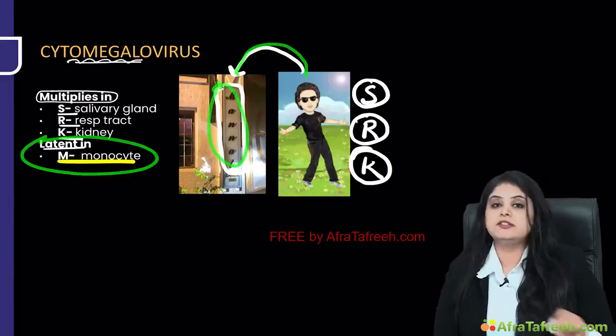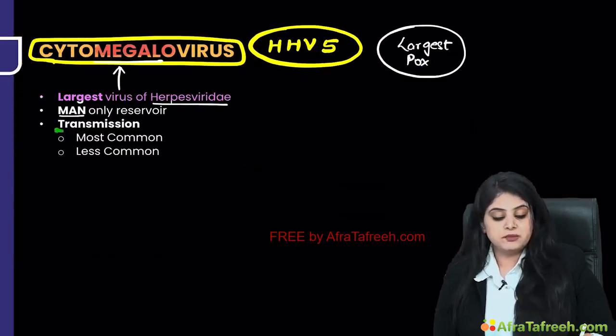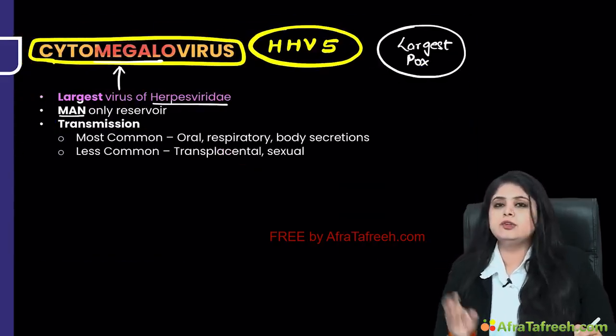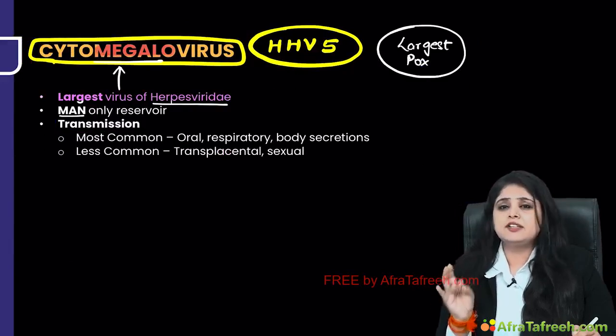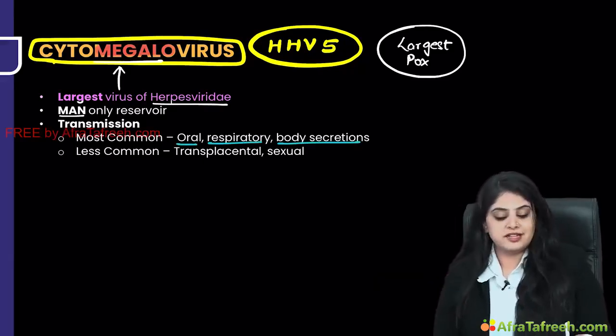So for latency, it is going to the monocytes. Now coming back, how is the transmission? Think logically. It was in your salivary gland, respiratory tract, kidney: SRK, salivary, respiratory, kidney. So how is it going to spread? Oral secretions, respiratory secretions, body secretions, that is the method.